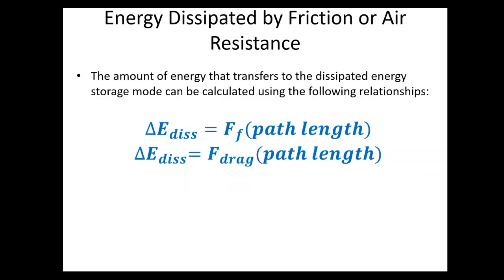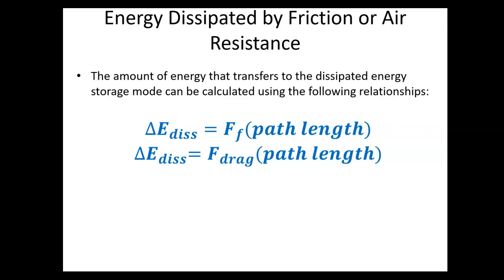We'll use these formulas to calculate dissipated energy. They're very similar to each other. Both of these are ways to calculate dissipated energy. The equation on the top is for energy that's dissipated due to friction, due to two objects rubbing against each other. In that situation, the dissipated energy equals the force of friction multiplied by the path length. The path length is the distance that the object moves while it is sliding against the other object.